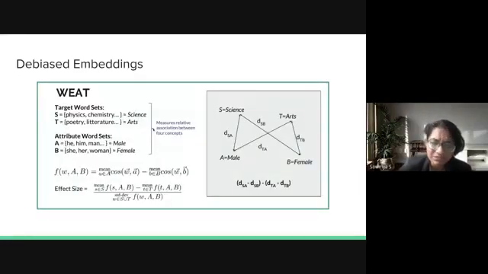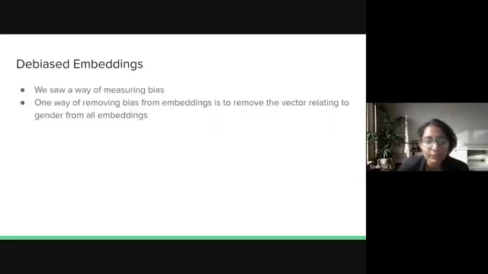This is one of the famous ways of measuring bias: you use your information on what could be possible biases, which is basically like targeted word sets and attribute word sets, and then you see how far your particular word is from these values, and then you see how much bias is there. It's quite a simple method, and this gives you a measure for bias.